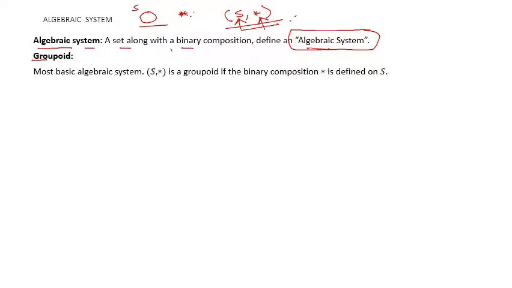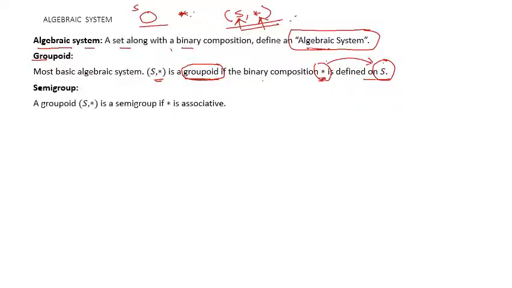Most basic algebraic system is, S star is a groupoid if this binary composition star is defined on S. অর্থাৎ একটা বাইনারি কম্পোজিশন স্টার যখনই একটা সেট S এ ডিফাইন্ড হবে আমরা বলবো S star is a groupoid. অর্থাৎ বা উল্টো করে বললে, আমরা জানি বাইনারি কম্পোজিশন স্টার ইজ ডিফাইন্ড অন S, এই কথাটাকে ঘুরিয়ে বলা যায় S is closed under this binary composition star. এইরকম যদি হয় তখন আমরা বলবো S star is a groupoid. It is the simplest algebraic structure.